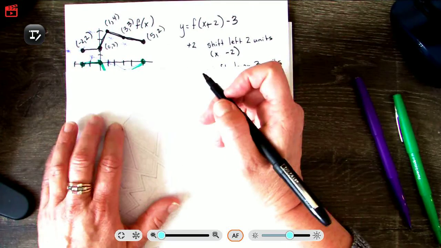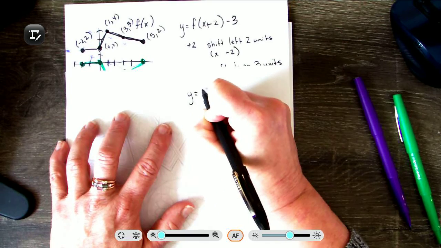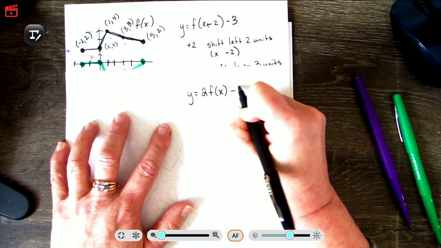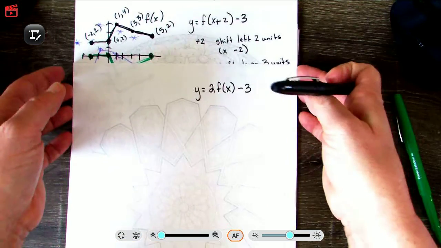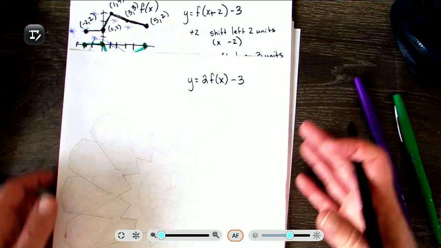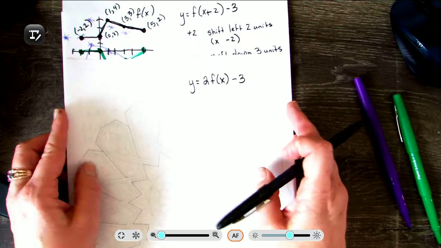And let's look at what happens if I do y equals 2f of x minus 3. When I'm doing examples, I like to make sure the numbers are different so that in our notes you won't get them confused and so forth.